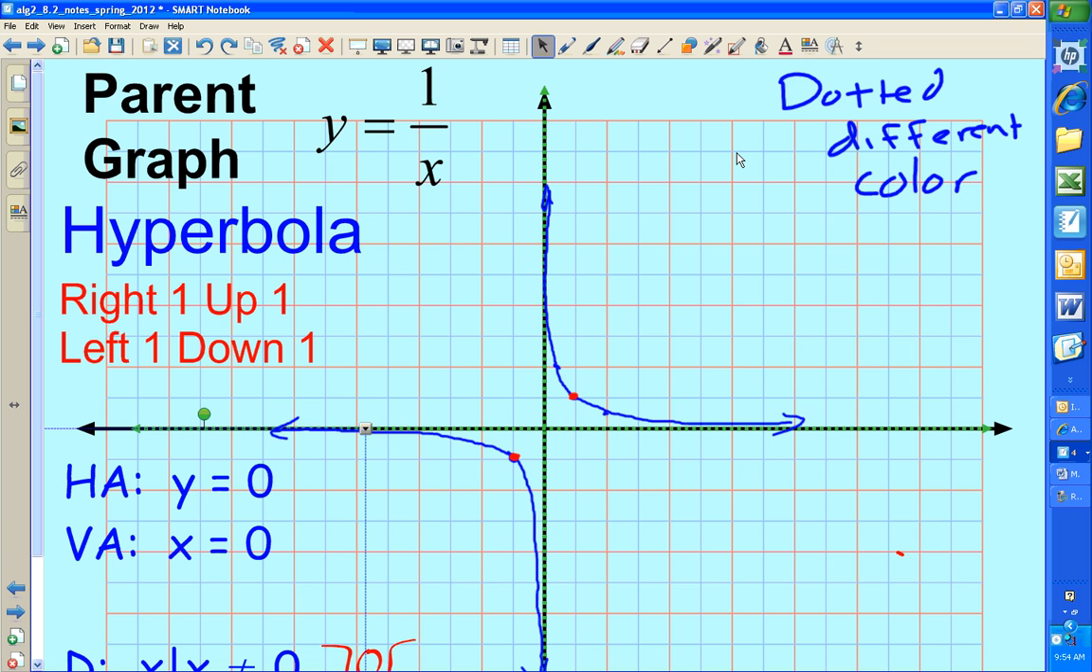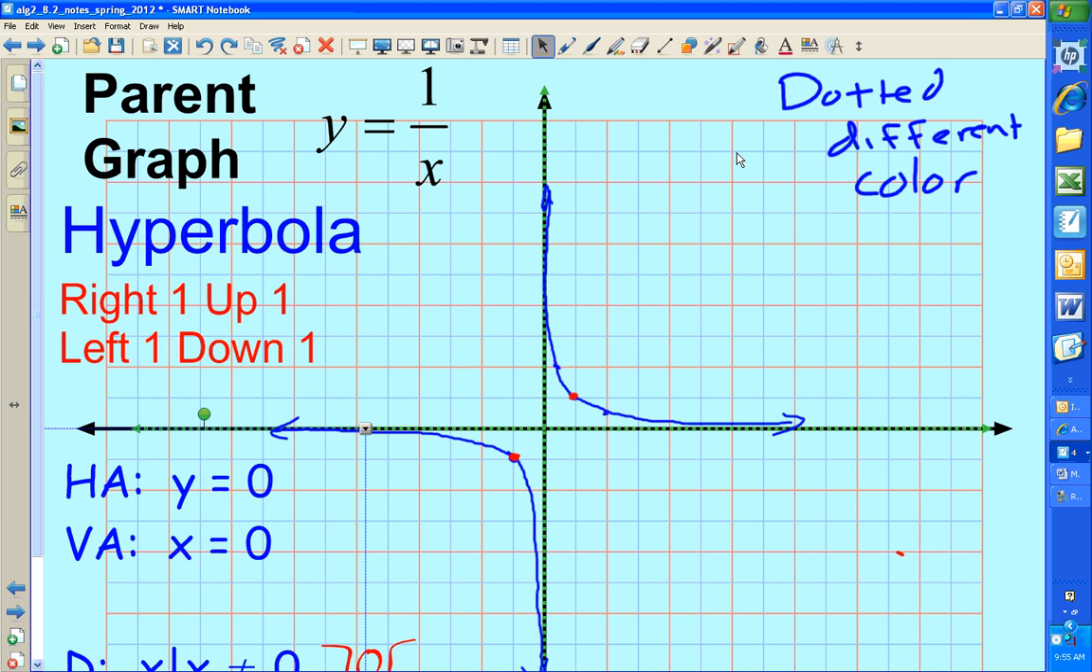By the same token, we can't have x equals 0. Why not? Why can't x be 0? Why is there an asymptote there? Divide by 0 error. You can't divide by 0. In your calculator, it says domain error or something. It gives you a little message that you did something that's a no-no. So when x is 0, we can't have that happen.